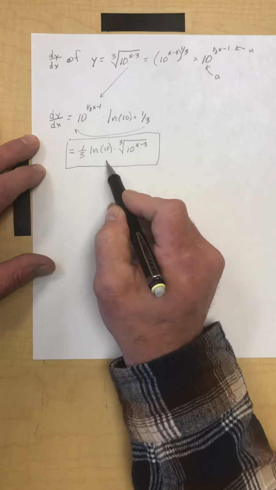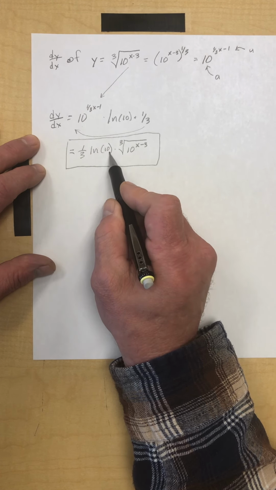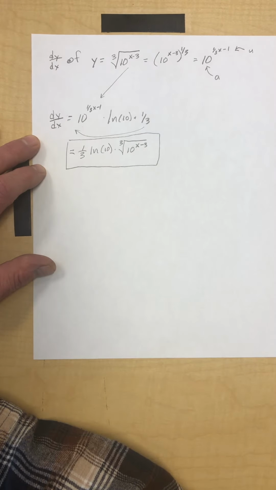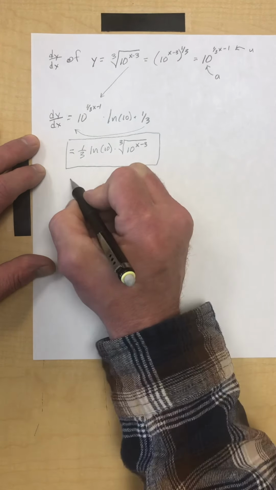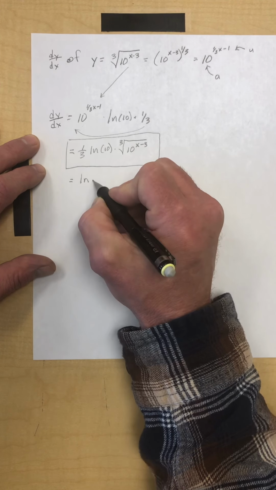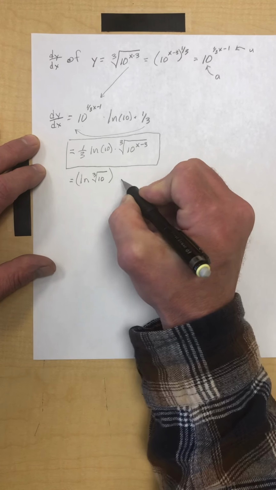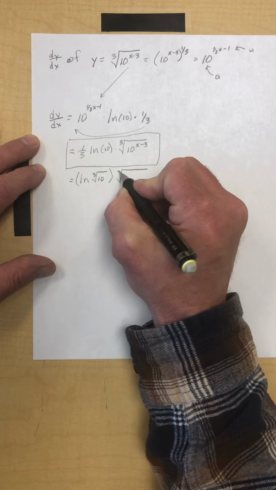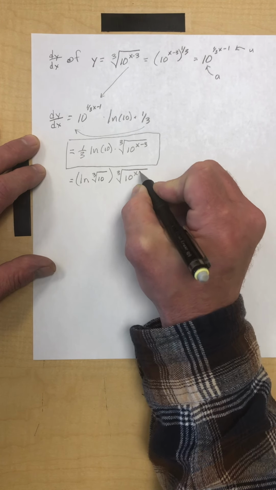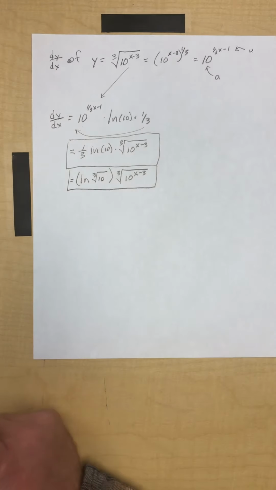Or notice we could go back to our properties with logarithms. I could take this coefficient and put it back in exponential place. So this would be the same as the natural log of 10 to the 1/3 power, which is just the cubed root of 10, times the cubed root of 10 to the x minus 3rd power. So that's another acceptable form. Either one of those is in good shape. It's just a matter of which one you want to use.